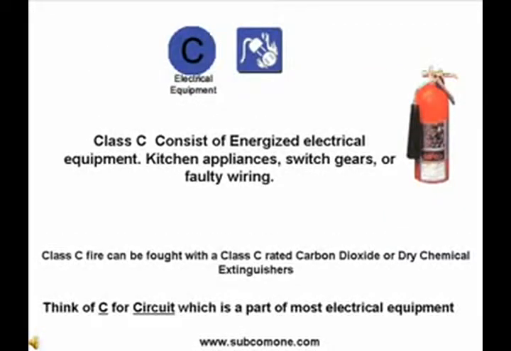C-class fires, electrical equipment. Class C fires consist of energized electrical equipment, kitchen appliances, switch gears, faulty wiring, many power tools. Class C fires can be fought with a Class C rated carbon dioxide fire extinguisher or dry chemical fire extinguisher. Think of the letter C for circuit, which is part of most electrical equipment.